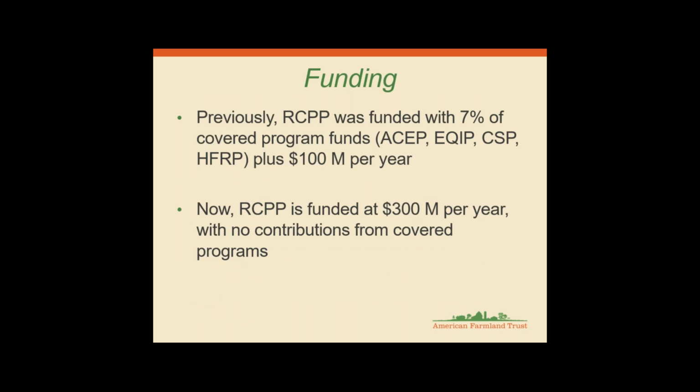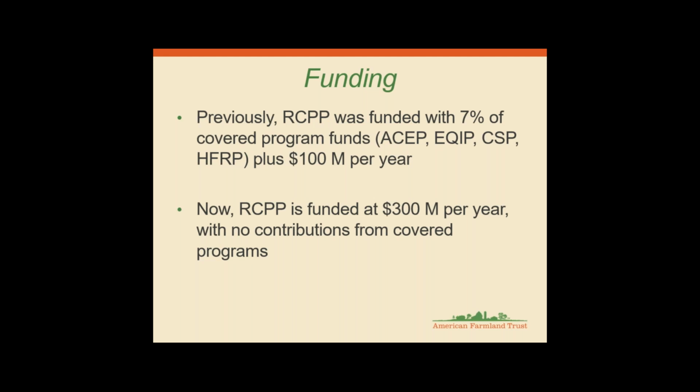The funding mechanism for RCPP is different now as well. In the past, those 4 covered programs, including ASAP, gave up 7% of their funds to go into RCPP, and then another $100 million per year was added to that amount. So NRCS was trying to take at least 7% of the funding that came from ASAP to put towards farmland and ranchland protection purposes.